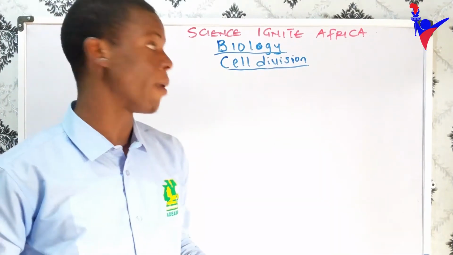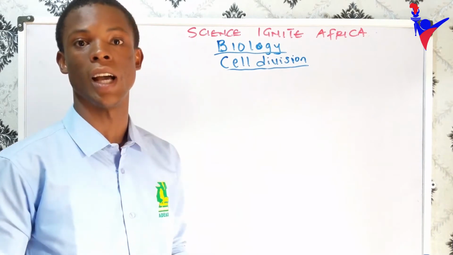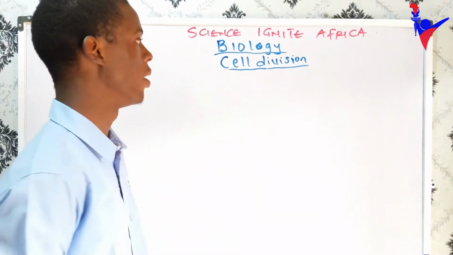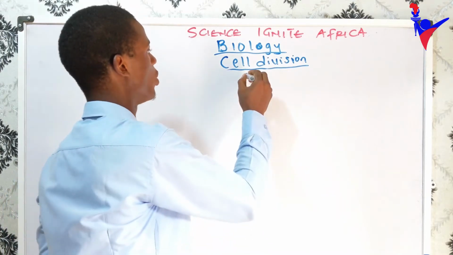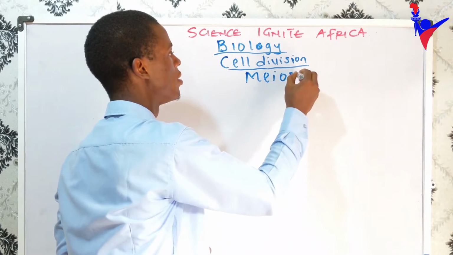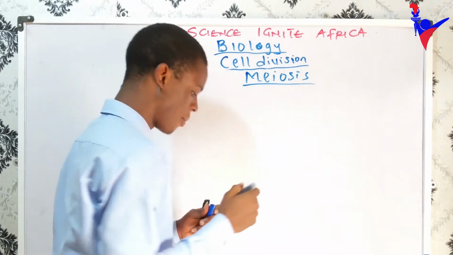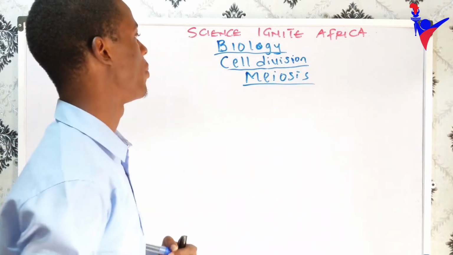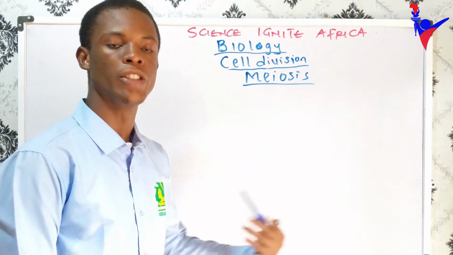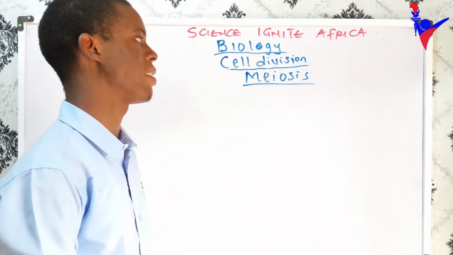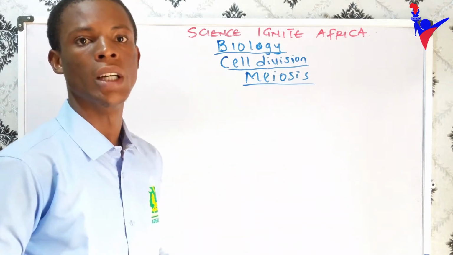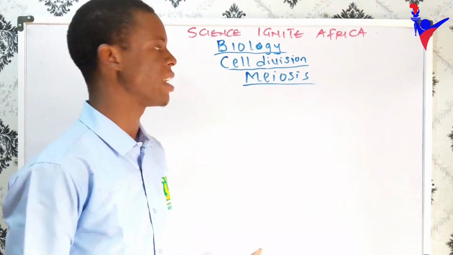Okay, so we're back to cell division, and we've looked at mitosis. We're looking at meiosis now. We talked about cell division being two stages, which is the mitotic and the meiotic phase. The mitotic phase is the one that leads to growth. We've talked about that, and meiosis is the one in which we form gametes, gamete formation.